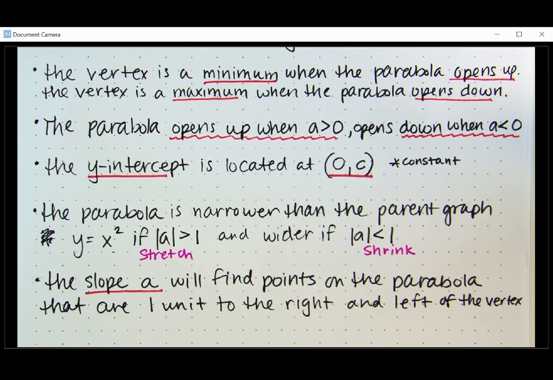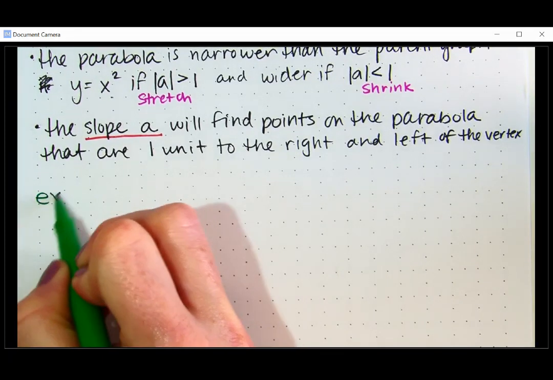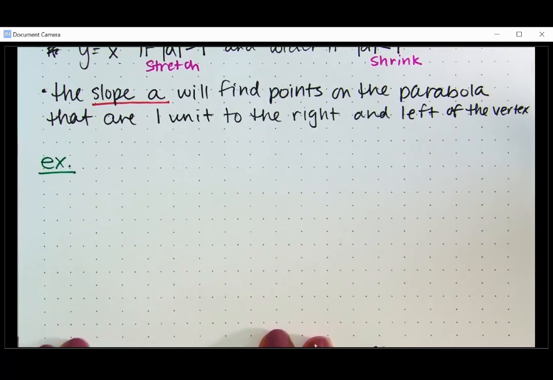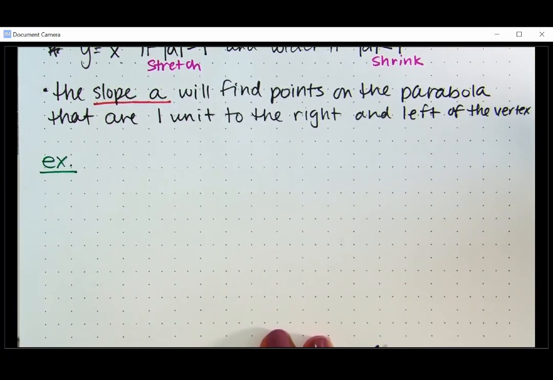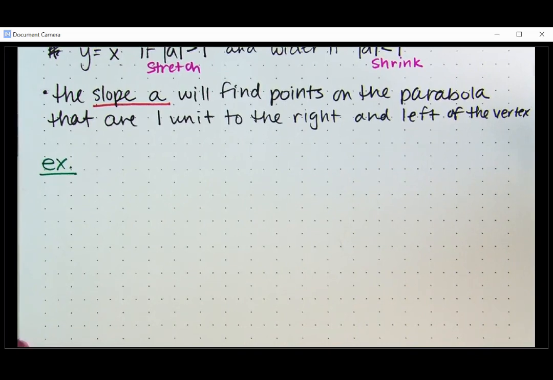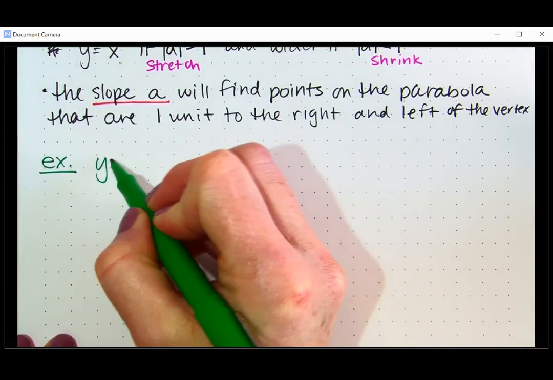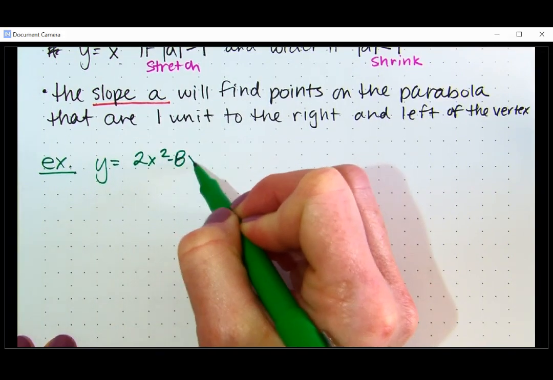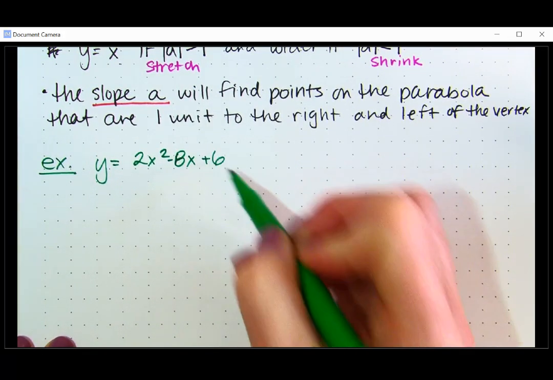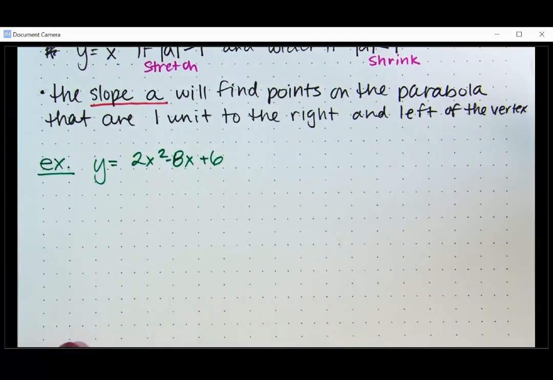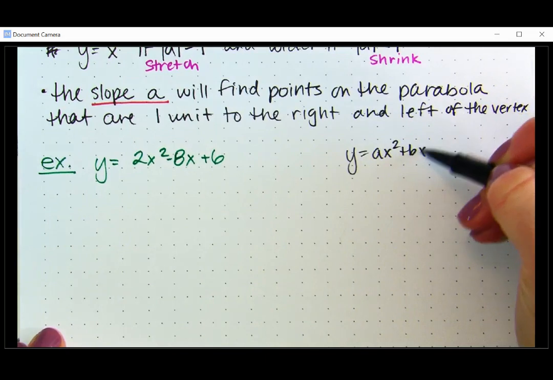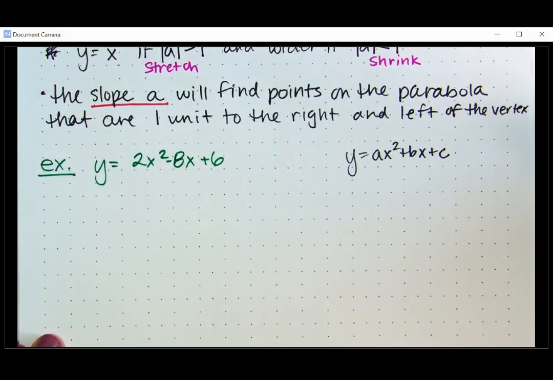So example 1, we're actually going to use the same example that you worked on yesterday, because I just want you to see how it differs a little bit using the information instead of just making a table. So example 1, y equals 2x squared minus 8x plus 6. Now remember, our standard form is y equals ax squared plus bx plus c. That's standard form.